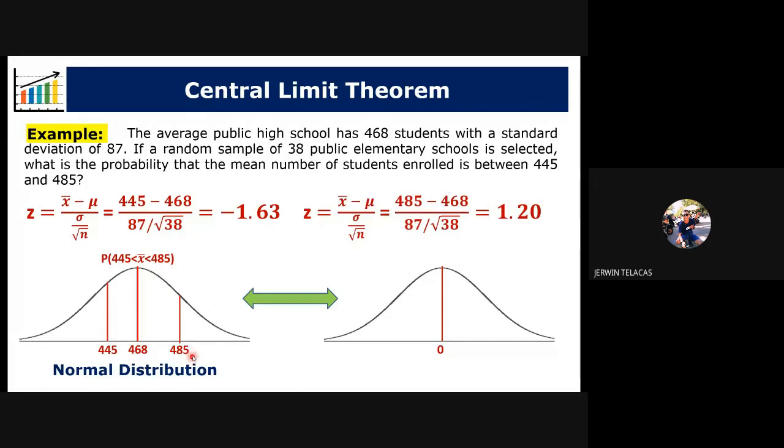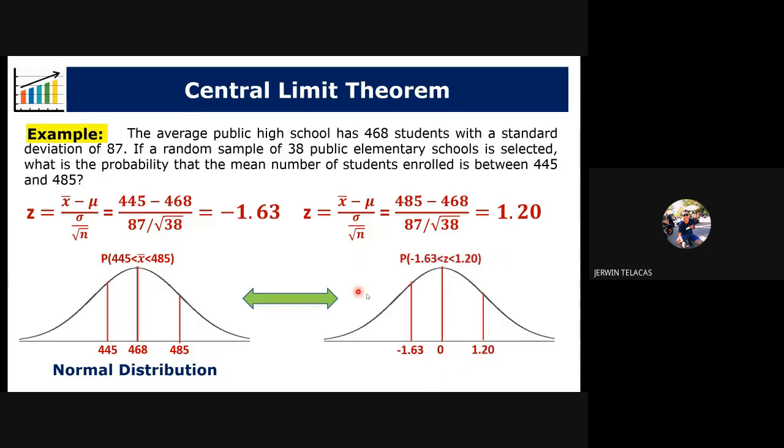While for 485, substitute naman si 485 minus the population mean for 468, then all over the standard deviation, which is 87, divided by square root of 38, which is the sample size. And we get 1.20. So madali na lang yan. Substitution lang. So 445 ulitak, that is negative 1.63. 485, i-convert natin, that is 1.20.